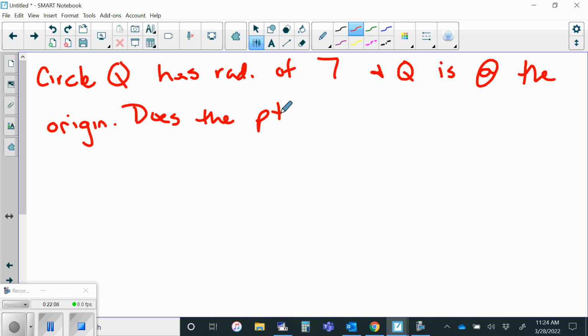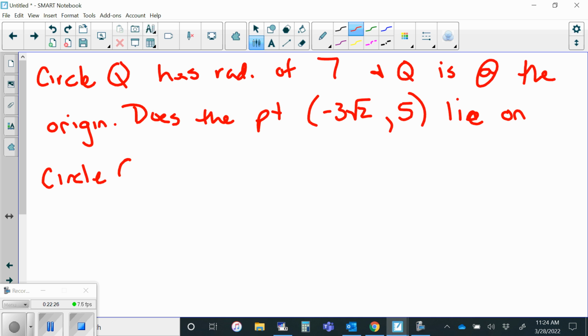The point, and yes, you need to get used to seeing numbers like this, -3 square roots of 2, that's one number, that's the x, comma 5, does that lie on circle Q? So let's talk through this problem first. What did we talk about at the beginning of the lesson about lines and the graph of the equation and the graph? What did we say?